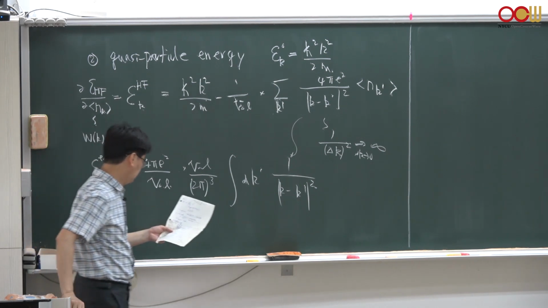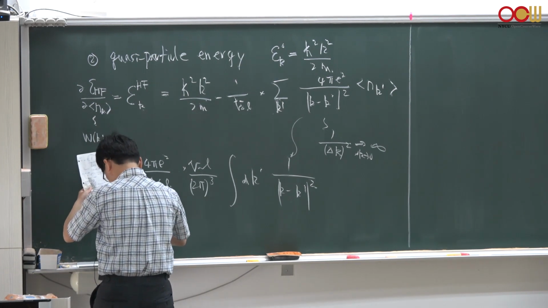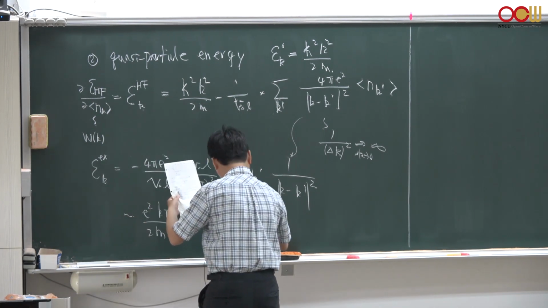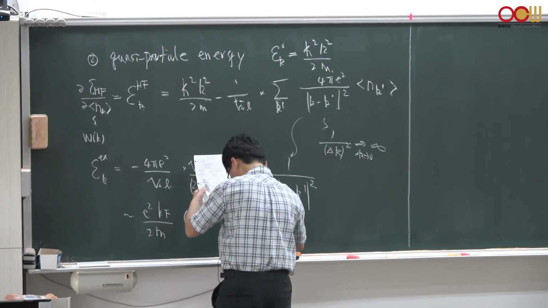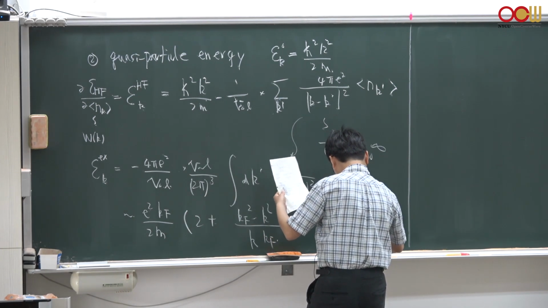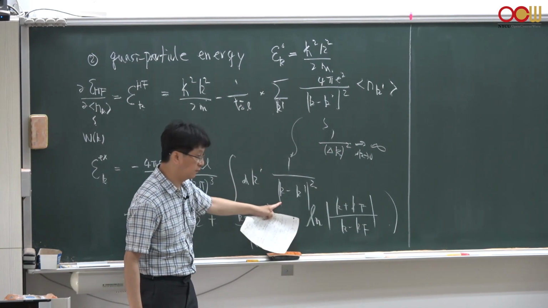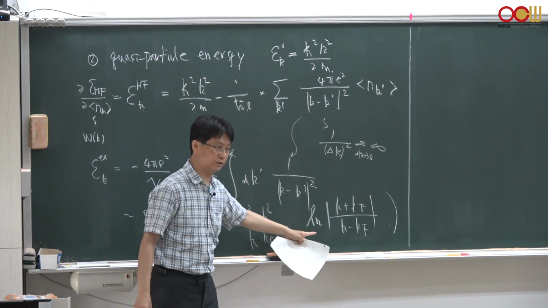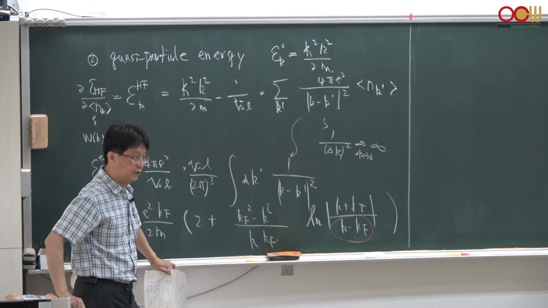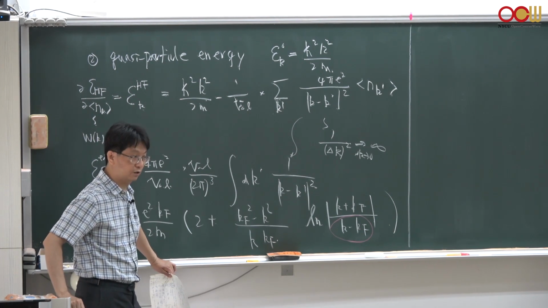And this is actually a logarithmically divergent quantity right here. So this is going to be something like e squared k_F over m times (2 plus (k_F squared minus k squared) divided by k k_F times log of (k plus k_F) over (k minus k_F)). So when you integrate out this momentum k prime over this 1 over (k minus k prime) squared, you get the log function. And immediately, when the denominator vanishes, which means when k is very close to k_F, you get the log divergence.